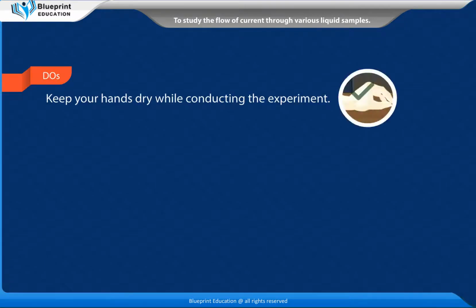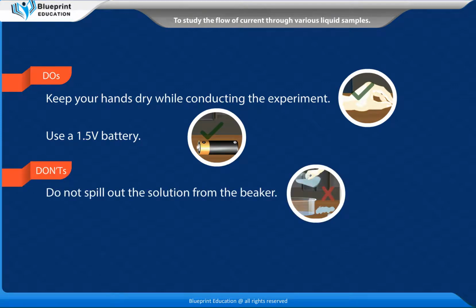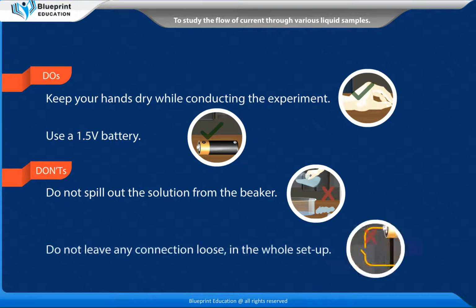Do's: keep your hands dry while conducting the experiment. Use a 1.5 volt battery. Don'ts: do not spill out the solution from the beaker. Do not leave any connection loose in the whole setup.